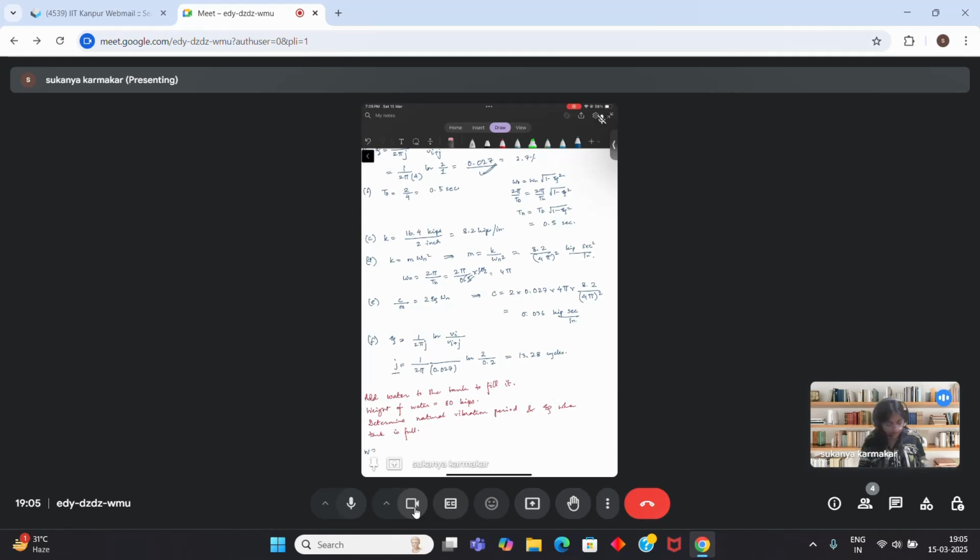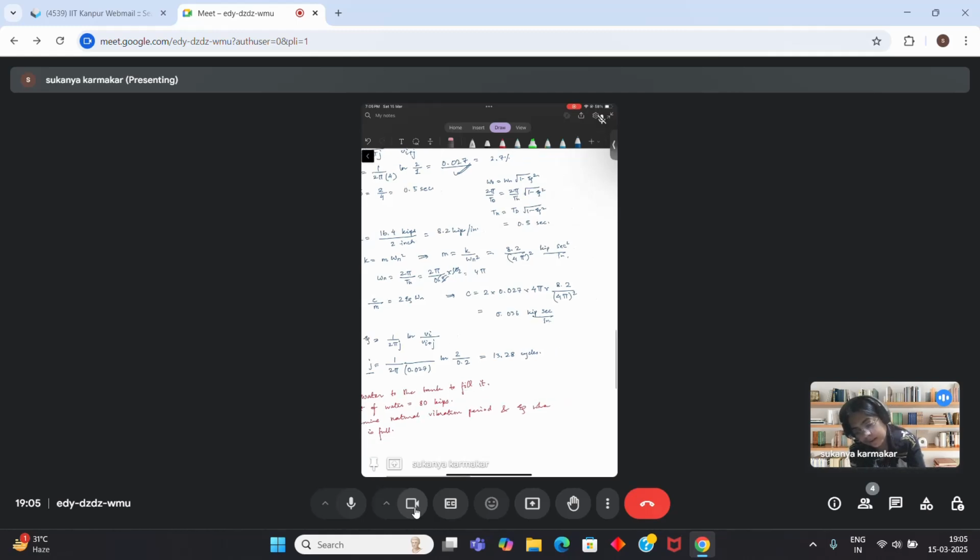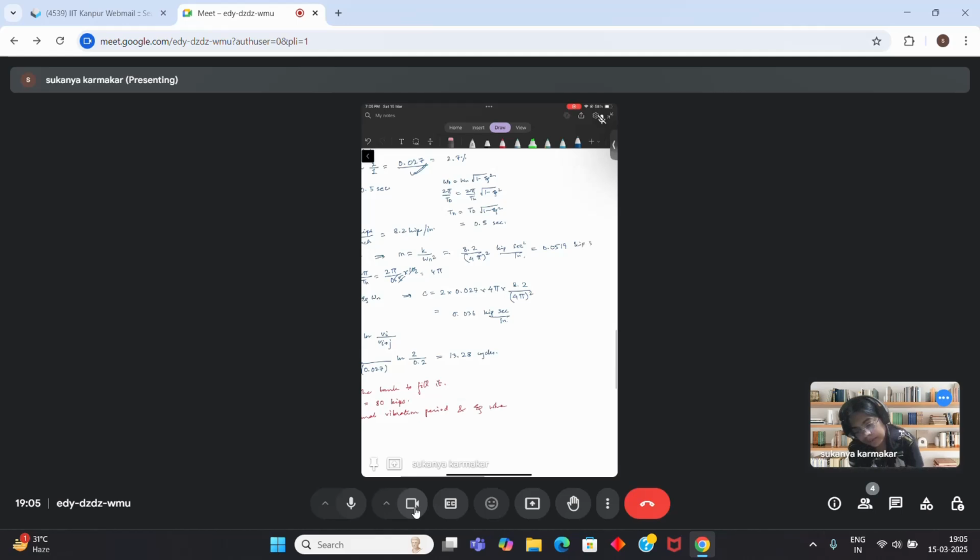You calculated the mass here, right? And the mass was equal to 0.0519 kip seconds square per inch. Suppose I have to calculate the weight. Weight is m into g. So g is 386 inch per second square. So 0.0519 into 386 comes out to be 20.03 kips.